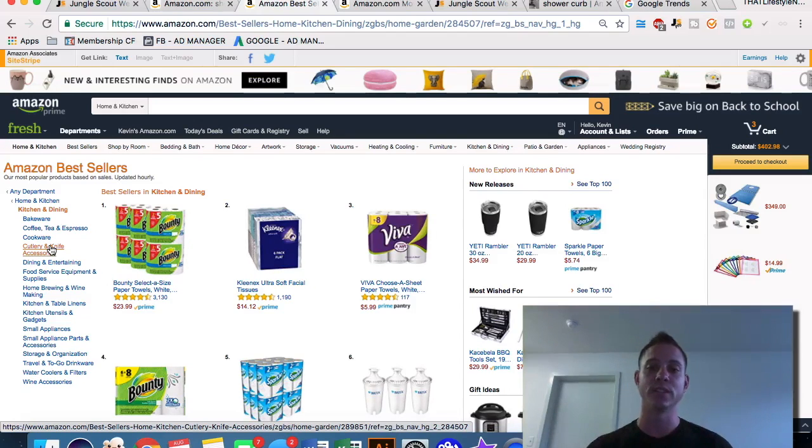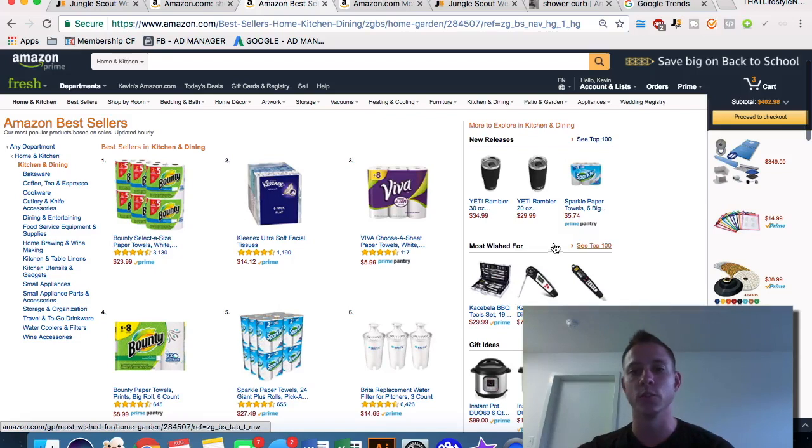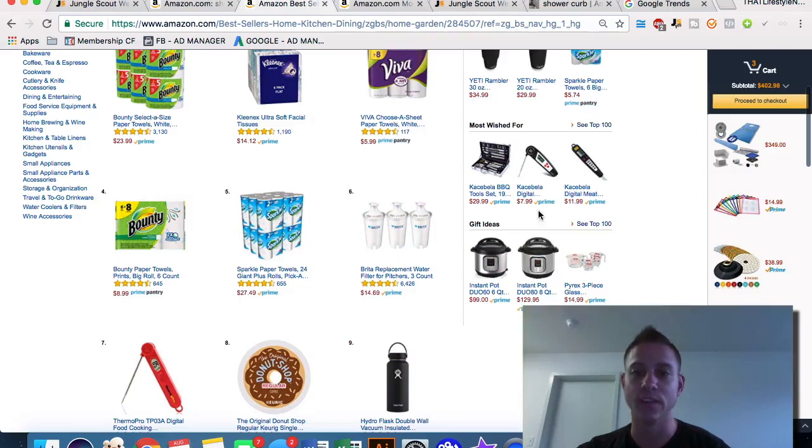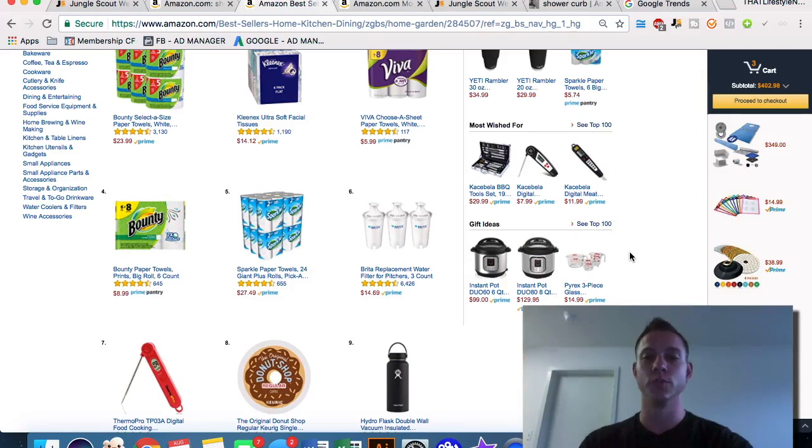So these are still bestseller lists. They still have new releases. They still have most wished for, which means people are adding these products to their wish lists. They still have gift ideas. I always preach to my students, you definitely want to, for the most part, have items that are giftable in some way.